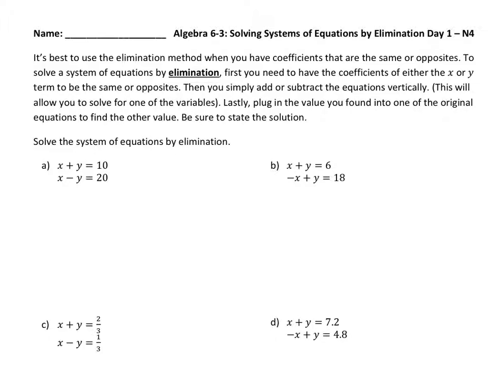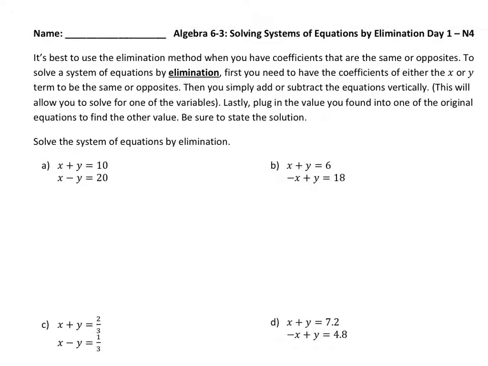To solve a system of equations by elimination, first you need to have the coefficients of either the x or y term to be the same or to be opposites. Then you simply add or subtract the equations vertically, up and down. This will allow you to solve for one of the variables. Lastly, plug in the value you found into one of the original equations to find the other value. Be sure to state the solution.